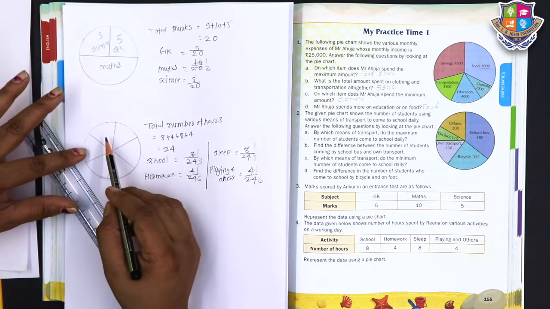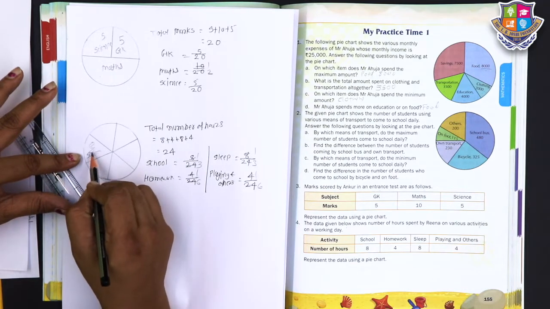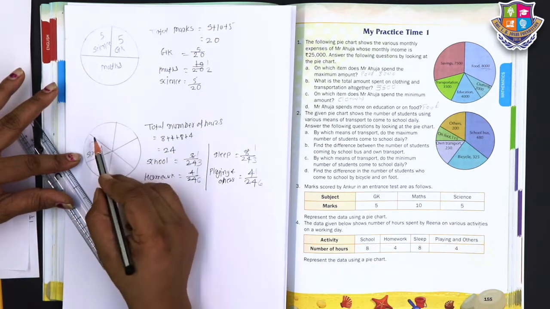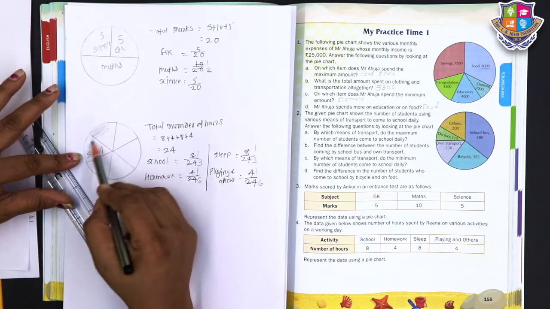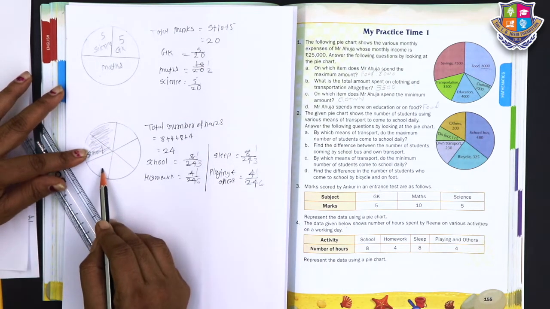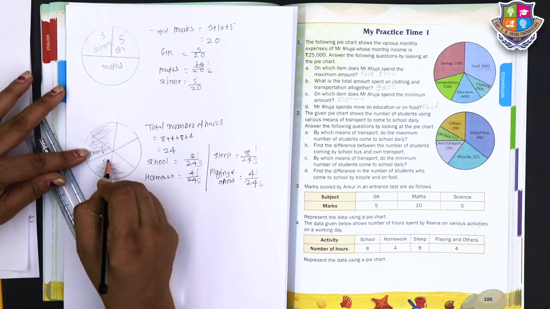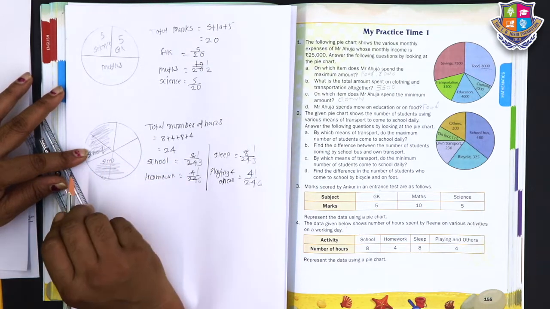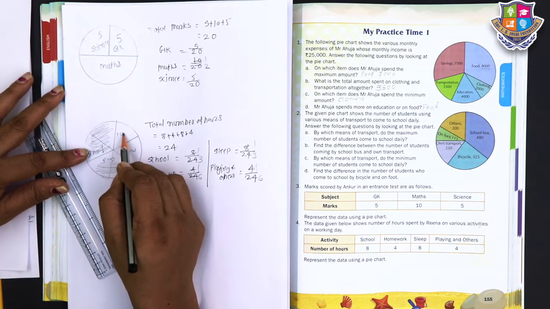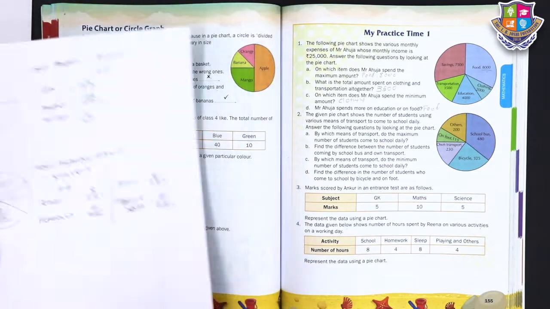Okay, now here you can write school. Okay, then for the homework, means she is using 2 parts here for the school, then 2 parts for the sleep. Here you have to write sleep, and 1 part for the homework, and 1 part for the playing. Okay, now in this way you have to represent the pie chart.